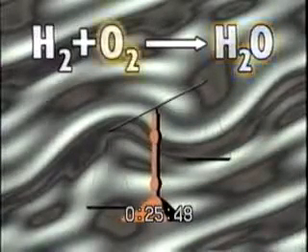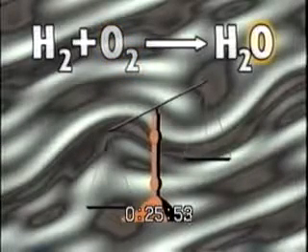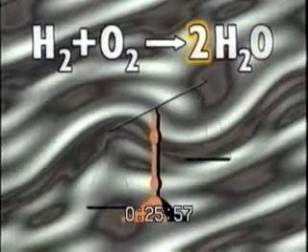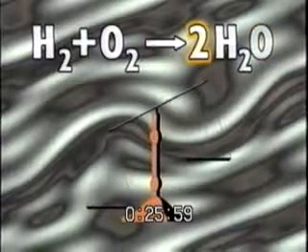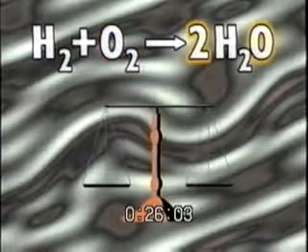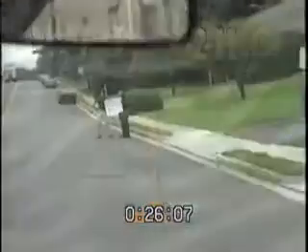To balance the number of oxygen atoms on the left side of the equation with the number of oxygen atoms on the right side of the equation, the first step is to place a 2 in front of the product H2O. Now there are 2 oxygen atoms on the left and 2 oxygen atoms on the right. Hey, you're on your way to a balanced equation.